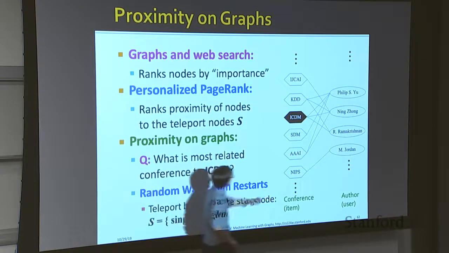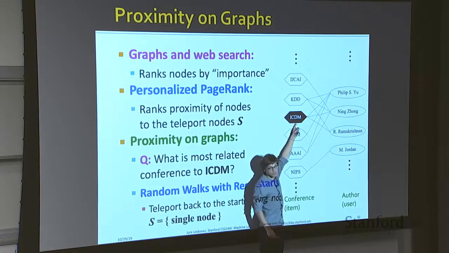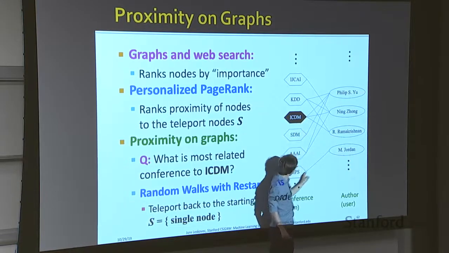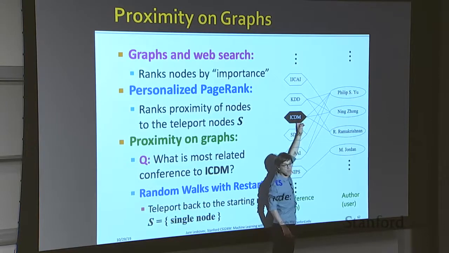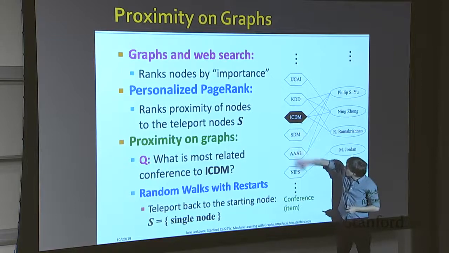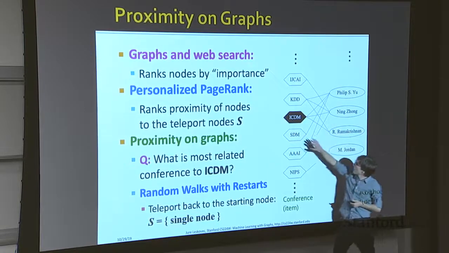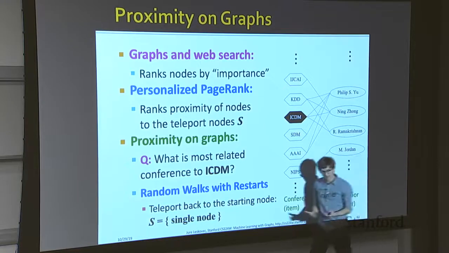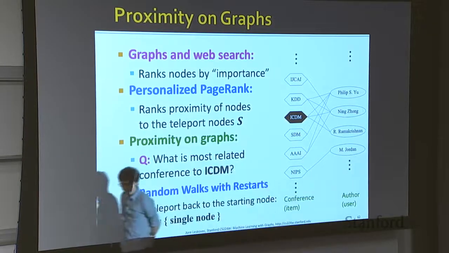So the idea would be, if I want to say what conferences are related to ICDM, I do a random walk starting here, but whenever I decide to teleport, I jump back here, right? And this way, I will identify what conferences and what authors are most visited when the random walker starts at ICDM, and that is the answer.